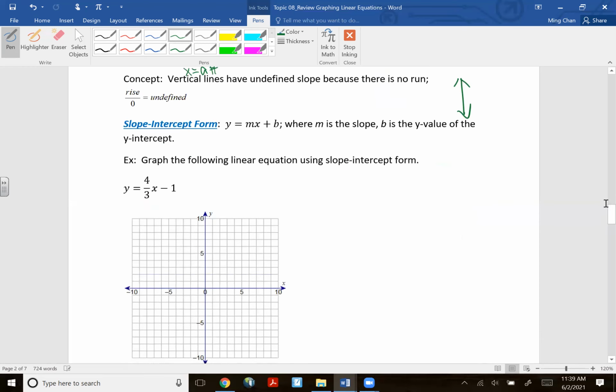All right, so here the third way to graph is using slope-intercept form. Y equal to mx plus b. The m is basically your slope, so from this form you actually extract the slope. And this b is actually the y value of the y-intercept.